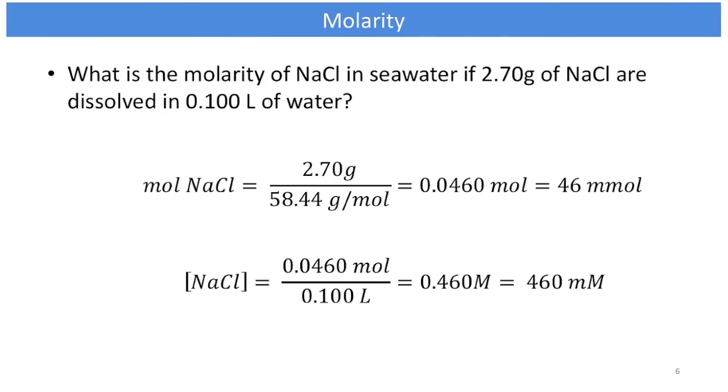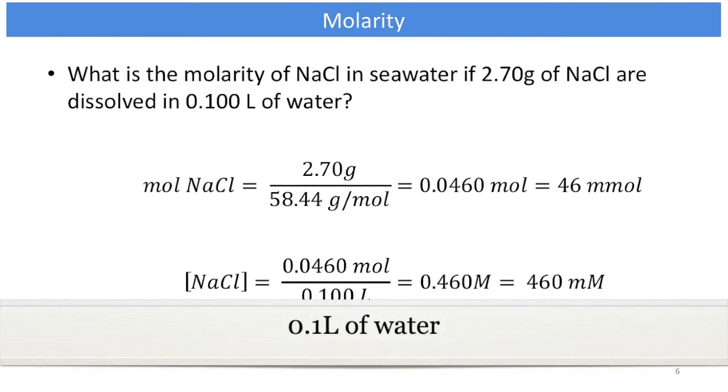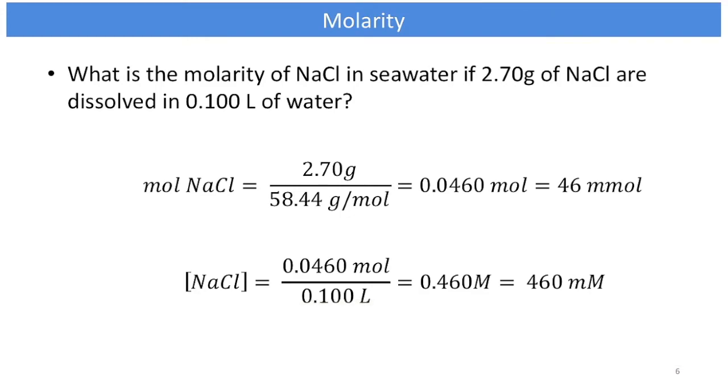Okay, so let's just go over a couple examples. This one is on molarity. The question is, what is the molarity of sodium chloride in seawater if 2.7 grams of sodium chloride are dissolved in 1 liter of water? Okay, so we're trying to figure out a concentration here, and we're given the mass of sodium chloride, and we're given the volume of the water that it's going to be dissolved in.